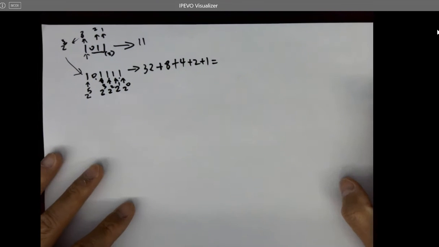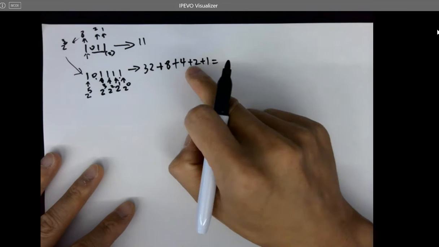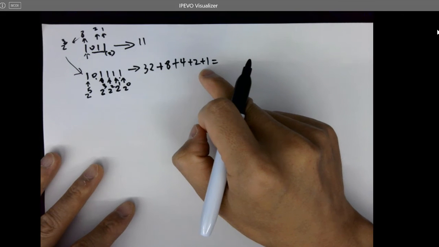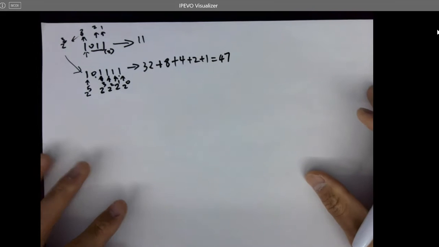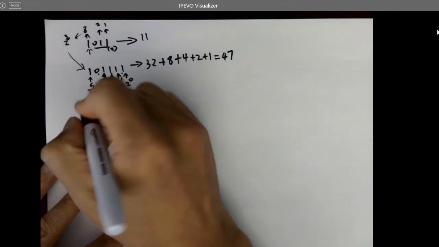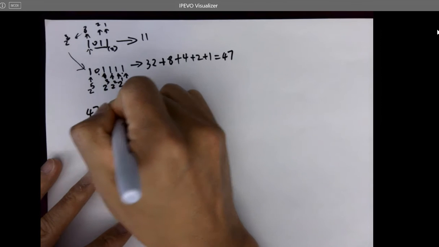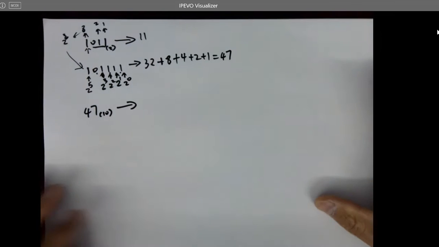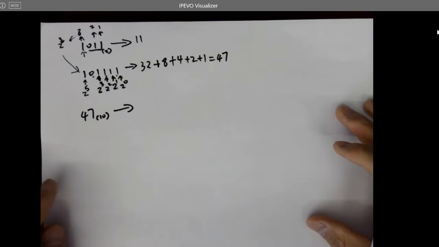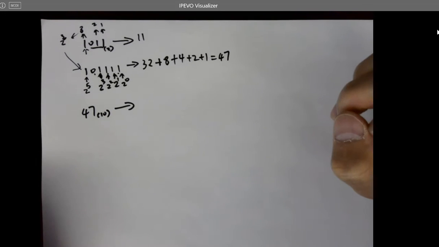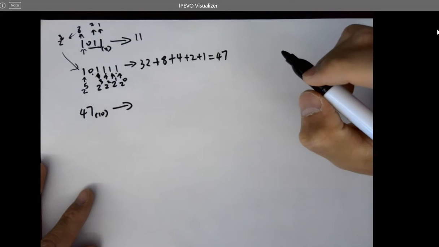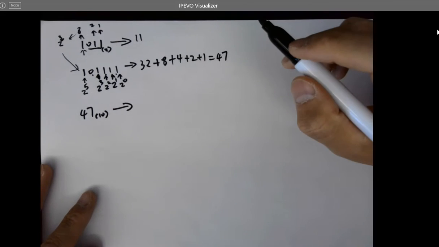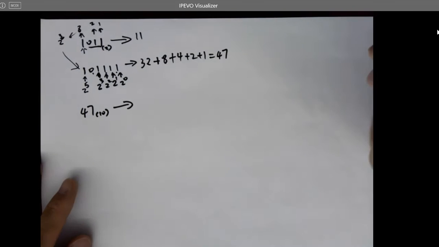I still can calculate it. 47. If I write down 47 in base 10, what's the binary number? How to calculate it? The lowest factor, go with the highest factor that fits into it. So you start with 32. Yeah, that's a good way to do it.